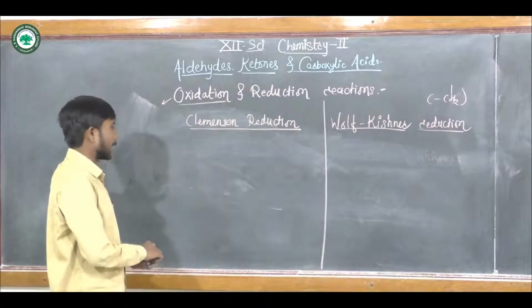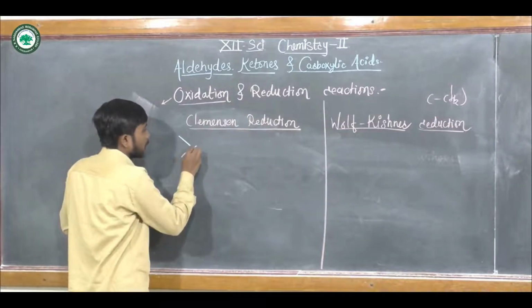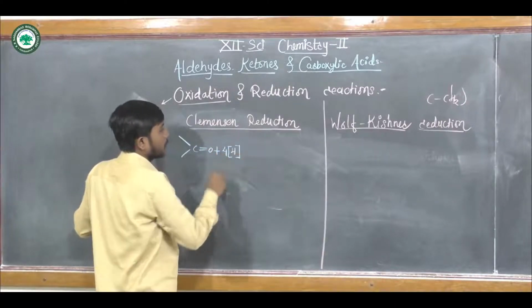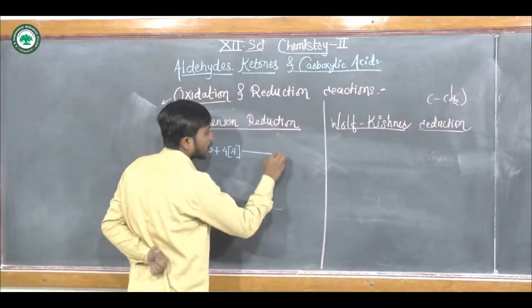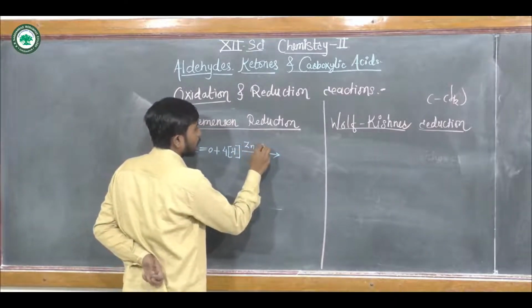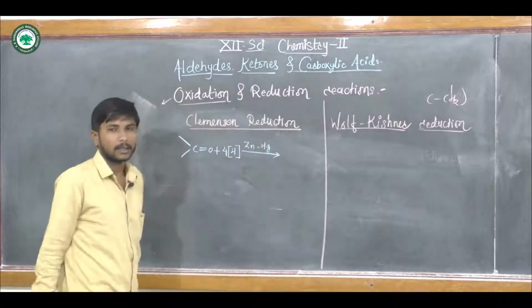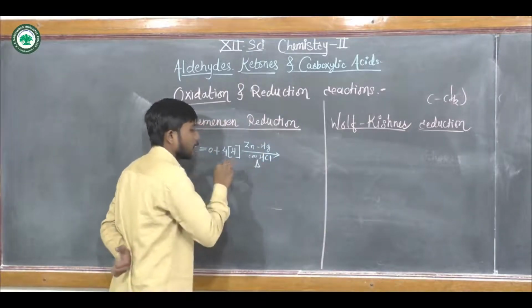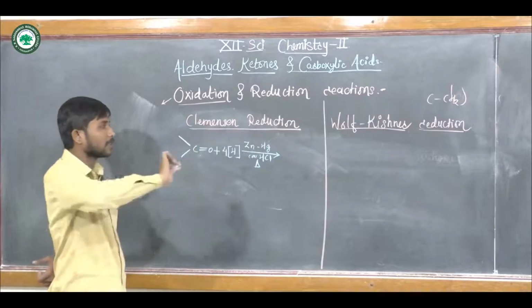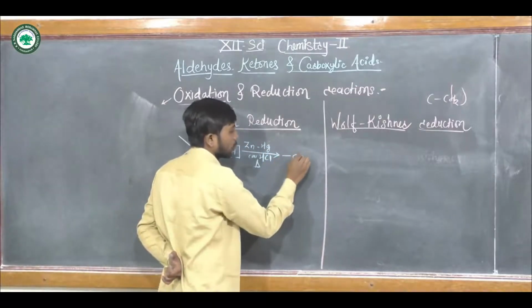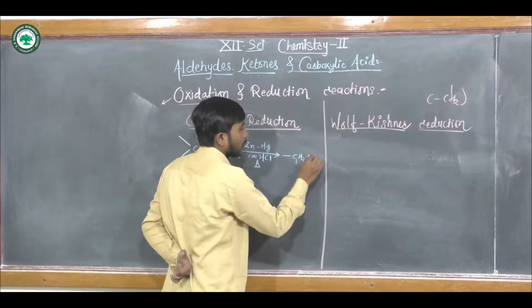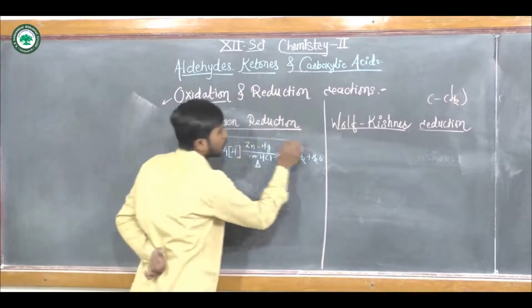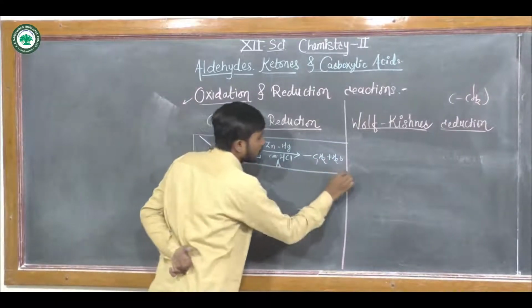Let us see the general reaction for Clemmensen reduction. Carbonyl compound plus hydrogen, that is reduction, using zinc amalgam and concentrated hydrochloric acid. If the aldehyde or carbonyl carbon is treated, there is a formation of a methylene group and a water molecule. This is the general reaction for Clemmensen reduction.